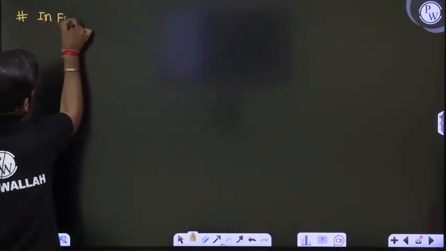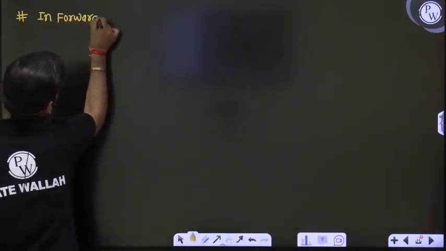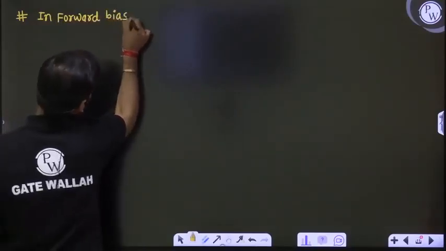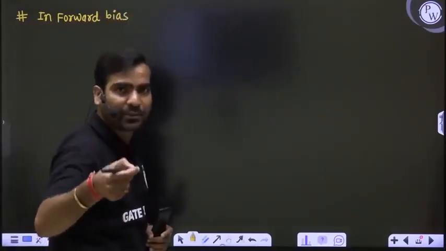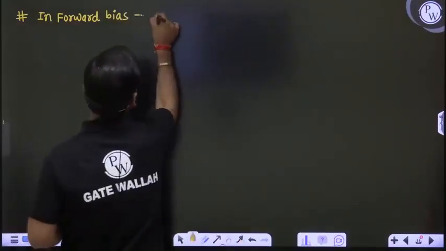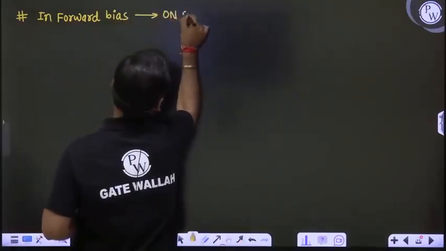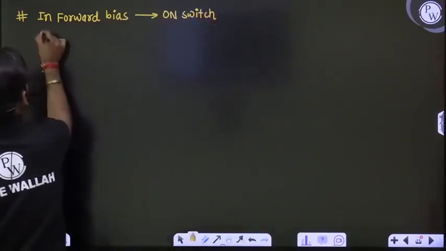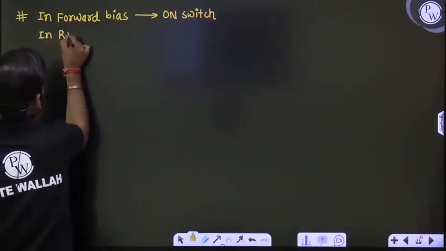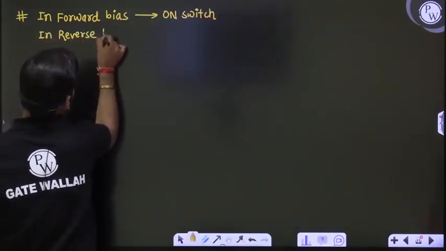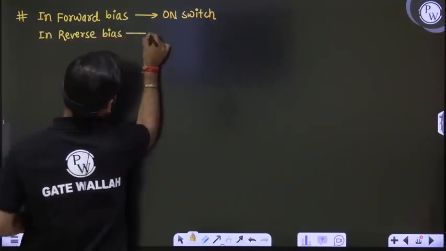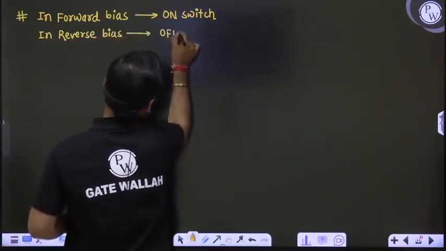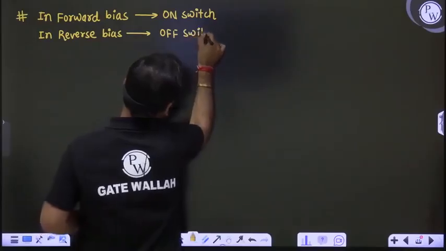Now in a forward bias, meaning P side at positive potential and N side at negative potential, it is an on switch. In reverse bias, it is an off switch. This is the conclusion.